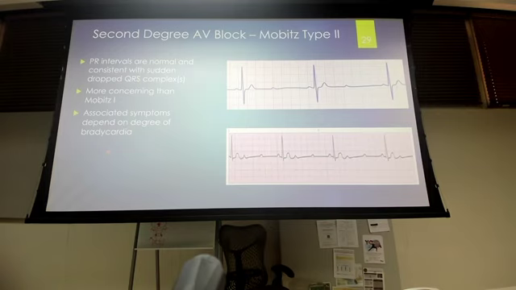But the issue we have with Mobitz type 2 is just spontaneously we start getting dropped beats. So look at our PQRST. Does that look normal to everybody? That looks pretty normal, right? We've got a normal PR interval. It's not greater than 5 small boxes. Normal PR interval.